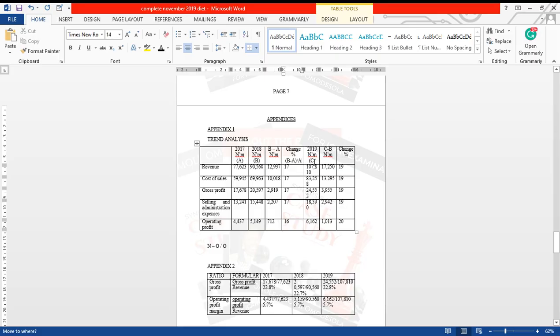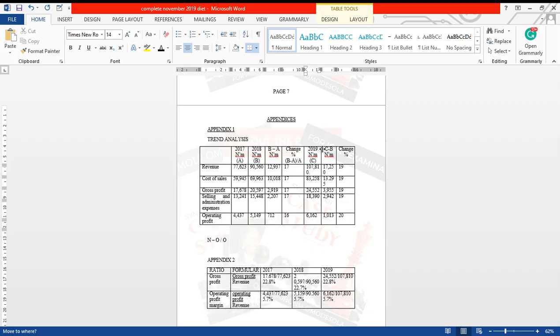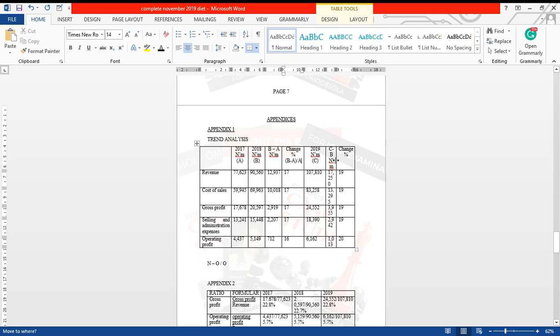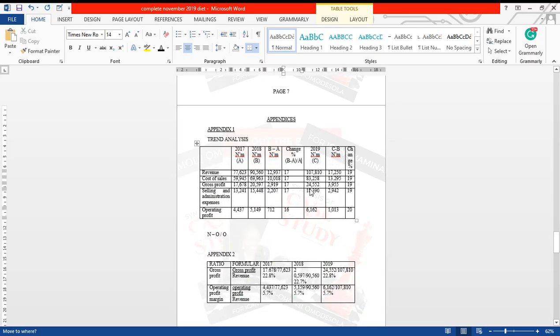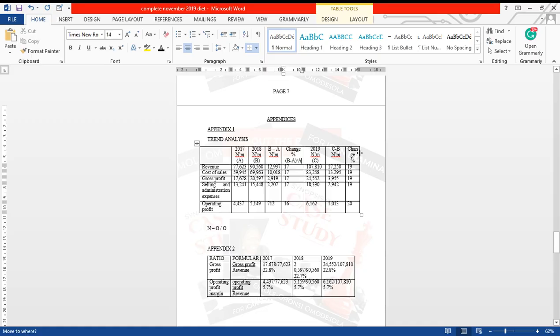For 2019 too, your new is 107,810, minus the old, which is now 2018, 90,560. That gives you 17,250, right? And then after that, you divide by the old, which is your 90,560. So that's how you do your trend analysis.